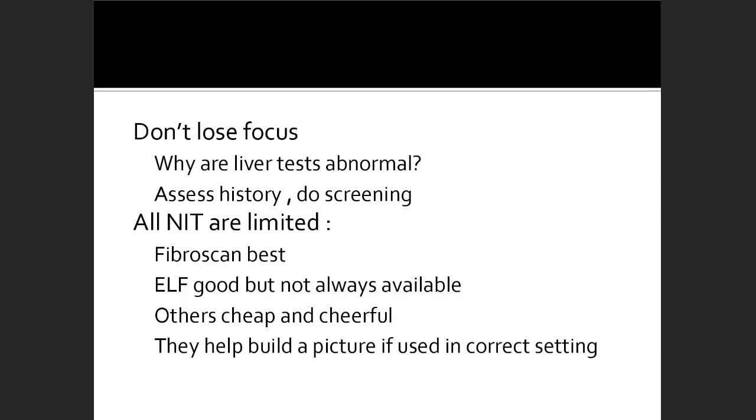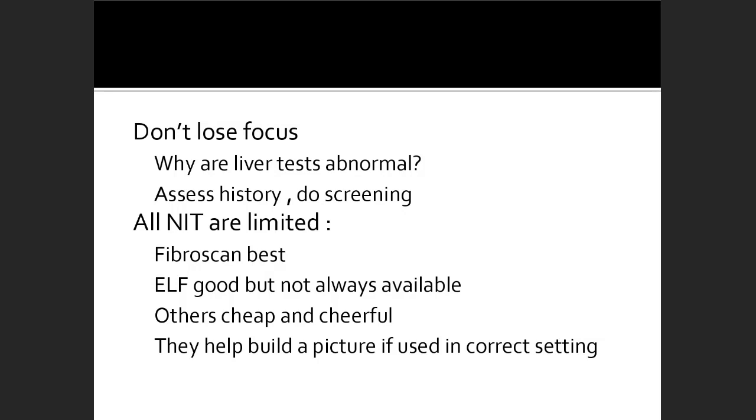using what you've got. So I think the ELF is very good, but I don't think we've got that. We haven't got it available here. It involves hyaluronic acid and P3NP and some other thing. FibroScan's good, and we can certainly do that for you.